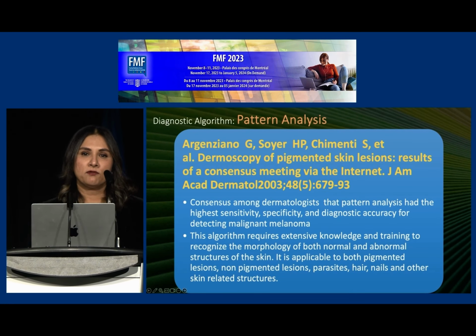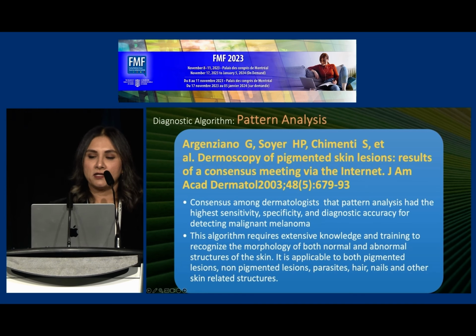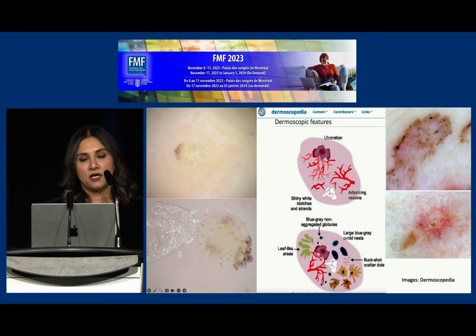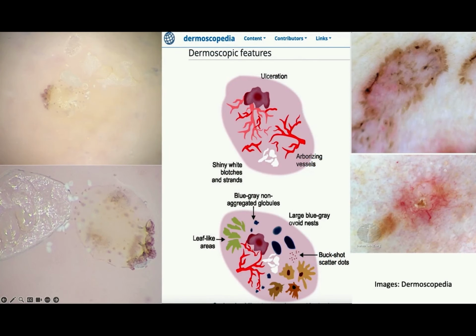So the first one, the pattern recognition. There's consensus that the pattern analysis has the highest sensitivity, specificity, and diagnostic accuracy for detecting malignant melanomas. This algorithm requires extensive knowledge, obviously, and training to recognize the morphology of both normal and abnormal skin. And it's applicable to both pigmented lesions, non-pigmented lesions, parasites, hair, nail, etc., because you know the normal, and so you can pick up the abnormals. An example of that would be on the left. The two left-sided images are actually the image under dermoscopy of a scabies mite.